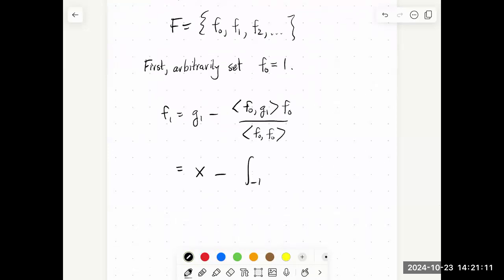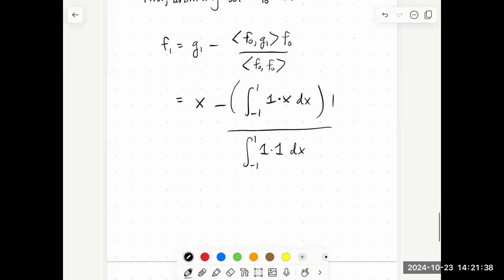So the inner product is going to be the integral from -1 to 1 of F0 times x, for G1, dx. And then F0, we have to multiply by a 1. And then we have to divide by this inner product of F0 with itself, which is 1 times 1 times dx. Okay, so that's what that notation means. And maybe you could tell me what the answer is going to be. What's this integral in the numerator?